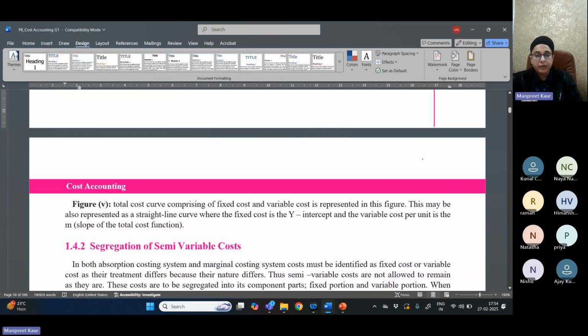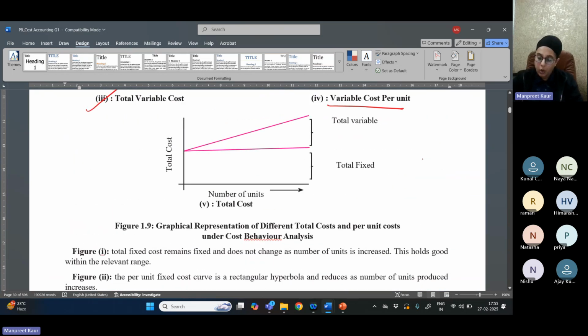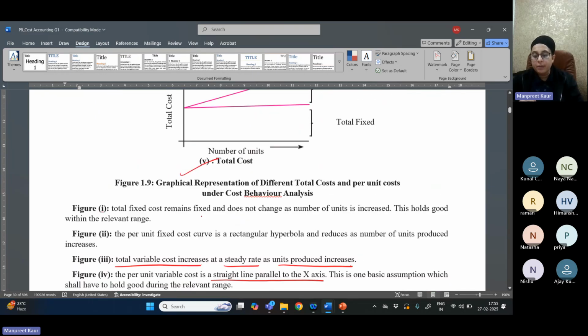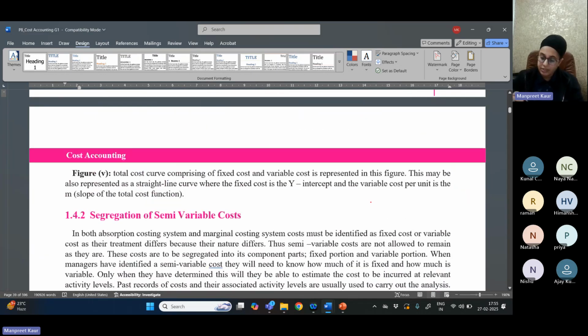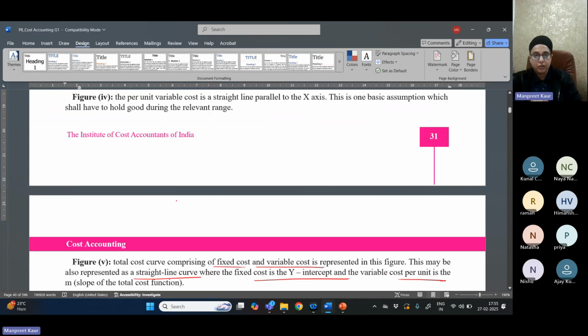Next is the total cost. Total cost is the fixed and variable cost. Fixed cost and variable cost total. We can say it comprises of fixed and variable cost. This may also be represented as a straight line where fixed cost is the y-intercept and the variable cost is the slope of the total cost function.